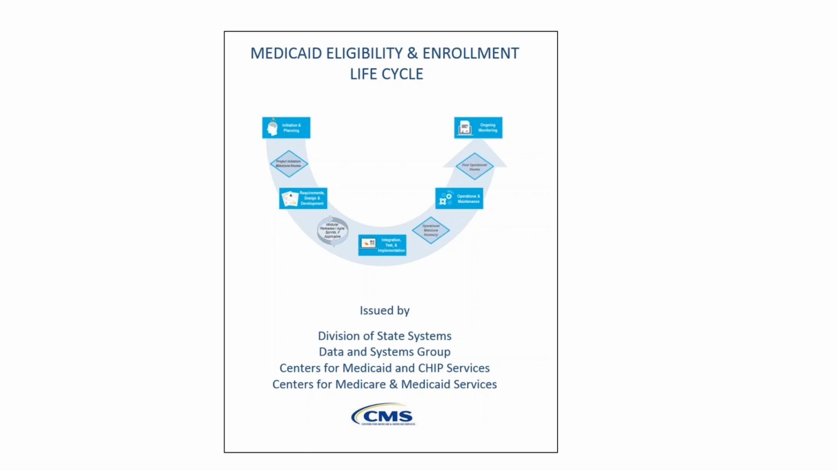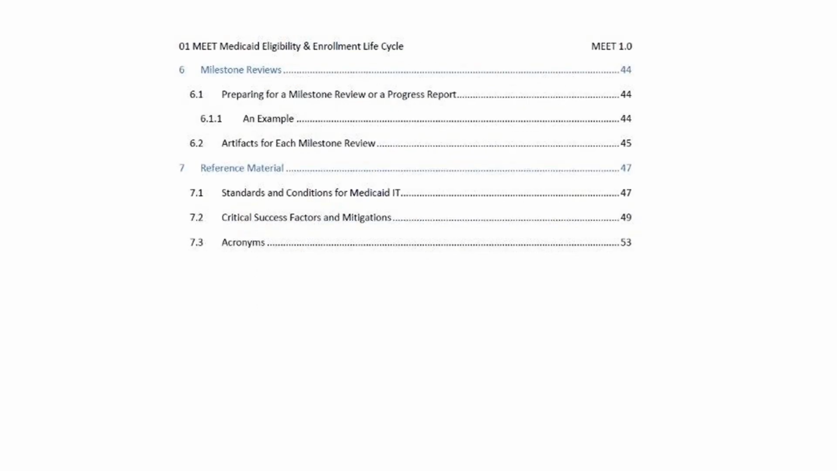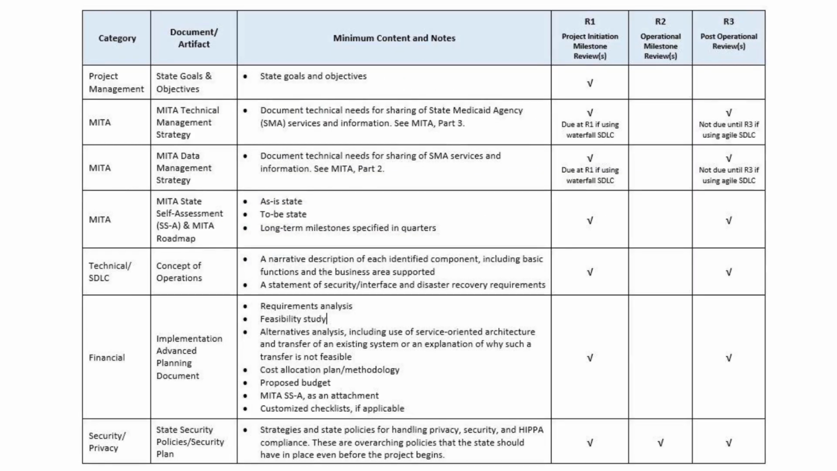Let's take a look at the E&E Lifecycle document. This document covers topics such as the importance of a system integrator and a state program management function, and an explanation of how the lifecycle and the APD process fit together. Other sections include roles, details about the activities we just saw in the workflow diagram, coverage of the checklists, and finally, how to prepare for a milestone review. The lifecycle document also includes a list of artifacts for each of the milestone reviews.